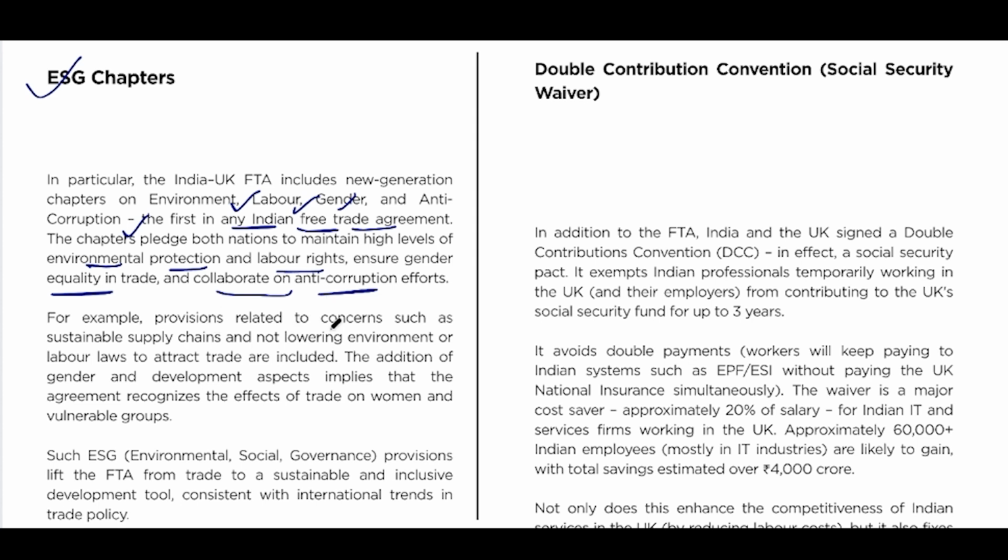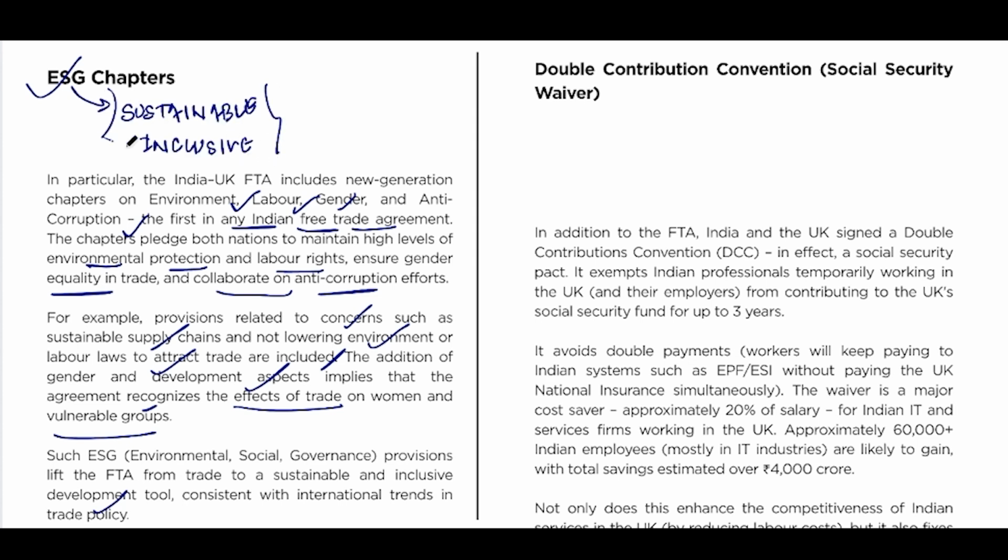For example, provisions related to concerns such as sustainable supply chains and not lowering environment or labor laws to attract trade are included. The addition of gender and development aspects implies that the agreement recognizes the effects of trade on women and vulnerable groups. Such provisions lift the FTA from trade to a sustainable and inclusive development tool. So what looks like a purely economic document becomes a social document as well.